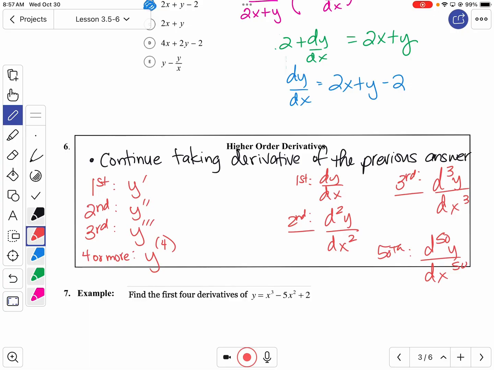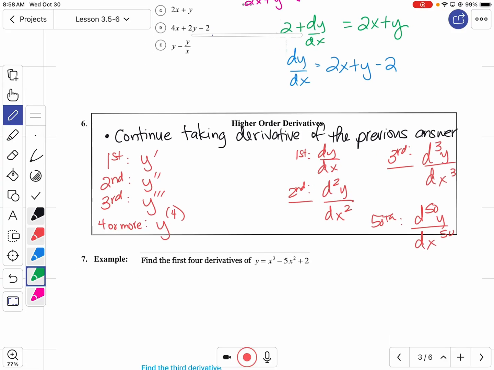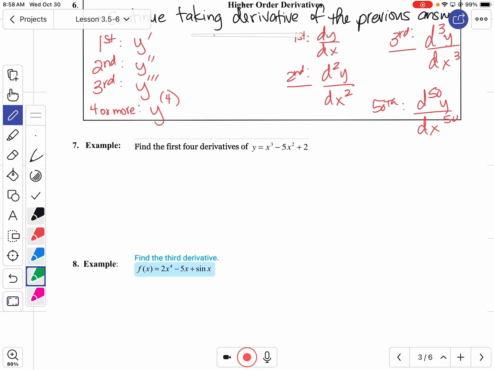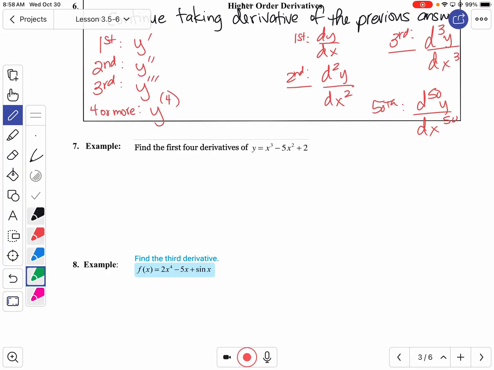So let's start simple, and then we'll work our way up to the more complicated things where we have implicit and chain rule and products and quotients and all the things. But let's start simple. We're just going to take multiple derivatives, which is kind of nice. Let's find the first 4 derivatives of y equals x cubed minus 5x squared plus 2.